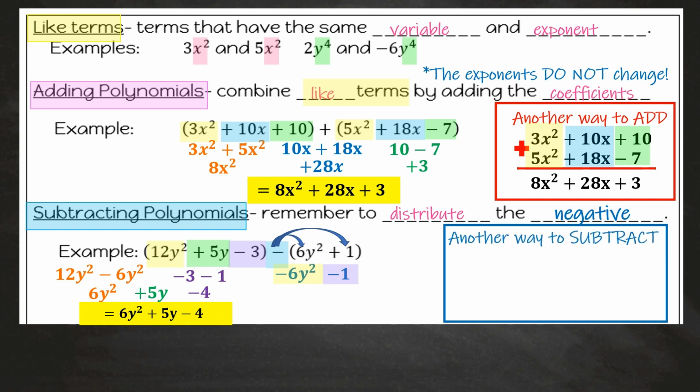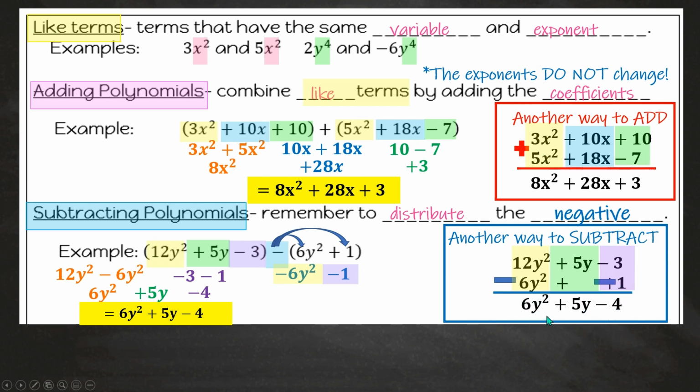Now, if I wanted to do this the other way and do it vertically, I can do that. So what I'm going to do is I'm still going to line up my like terms. So I have the 12y squared plus 5y minus 3. And I have to make sure to leave this space here because there is not a y term in this second parentheses. So I'm just going to leave it blank. Now, remember, I am subtracting. So I am going to subtract 6y squared from 12y squared. And I'm going to subtract 1 from negative 3.